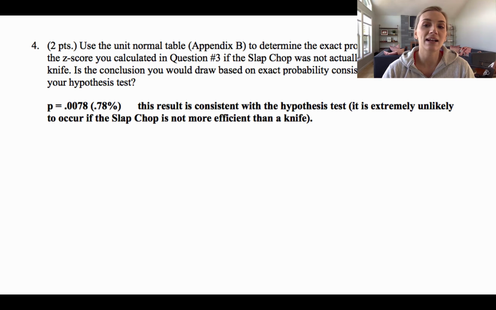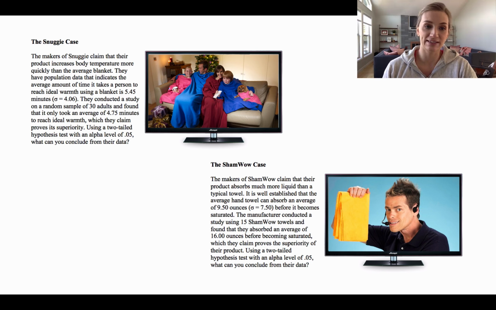Both are communicating that it is extremely unlikely to get this result by chance alone, to get a z value of 2.42 by chance alone if the slap chop is truly not more efficient than a knife, if there really is no difference between these two things. So that is the sequence of operations that you're going to perform for the next two examples, the Snuggie and the ShamWow. You're going to be doing the exact same thing, just with different numbers.